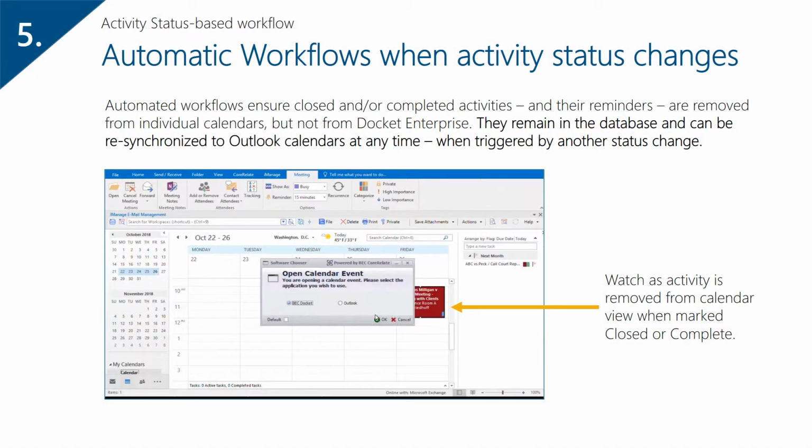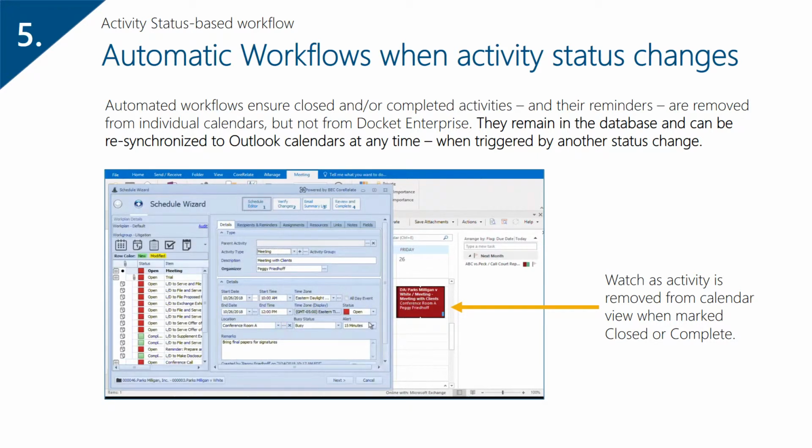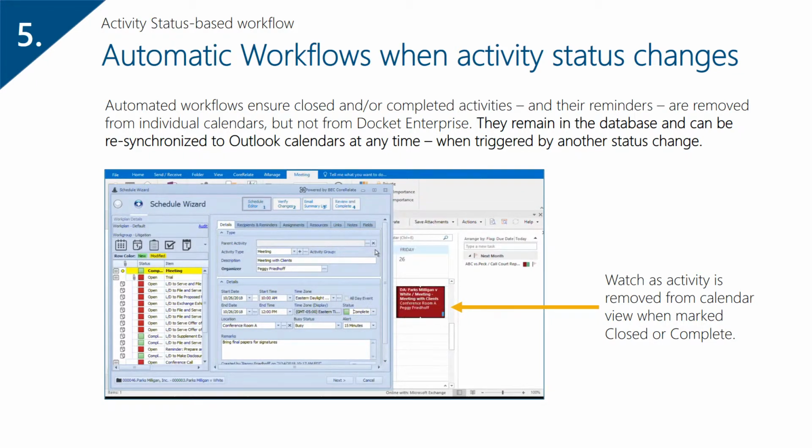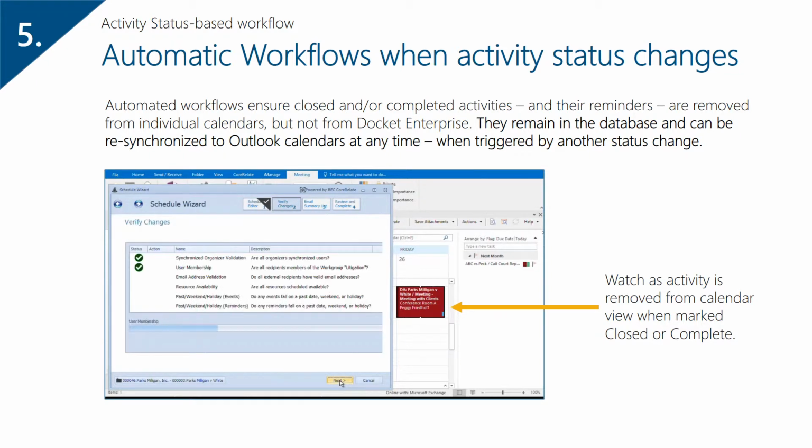Docket Enterprise 4 is equipped with automatic workflows for changes to activity status. The key advantage to automated workflows is that closed completed activities and their reminders are removed from individual calendars, but not from Docket Enterprise. They remain in the database and can be resynchronized to Outlook calendars at any time.